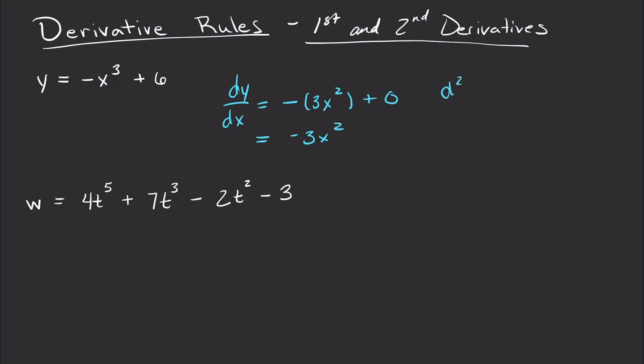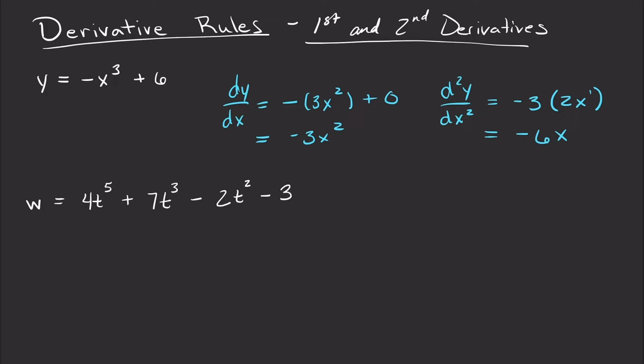And then to get our second derivative, we will pull out the minus 3 from up front. And then we need to bring down our exponent and subtract 1, but that will just be x to the 1, which is x. So our second derivative turns out to be minus 6x.